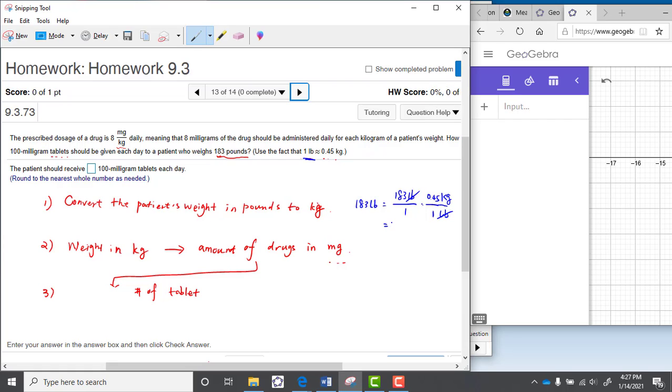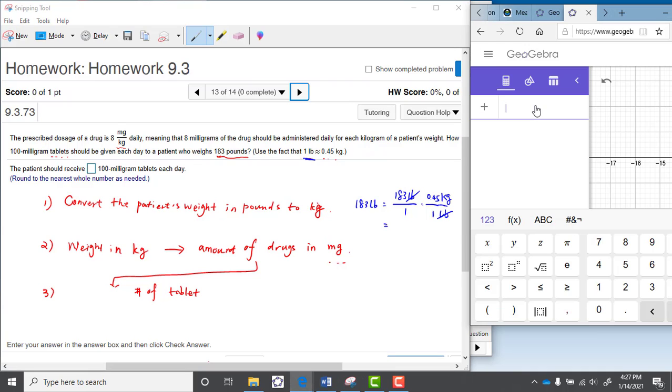So now let's use GeoGebra to do that. Over here we're going to do 183 times 0.45. So 183 times, which is the shift 8 keys, then 0.45. The answer is 82.35 kilograms. So we answered the first step.